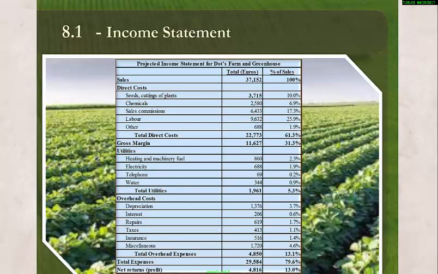Most farms produce many different enterprises or crops. They often do not know which crops are making money, which ones are losing money, and which are making the most money. To determine the profitability of each enterprise, develop an enterprise budget for each. An enterprise budget shows the costs and returns for that enterprise.